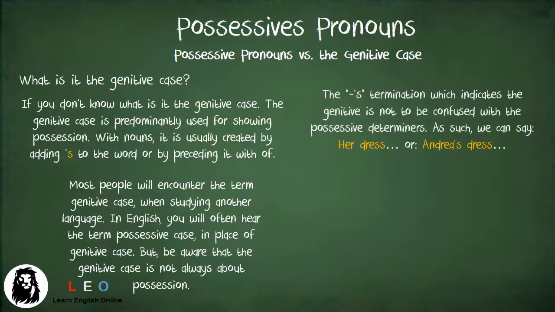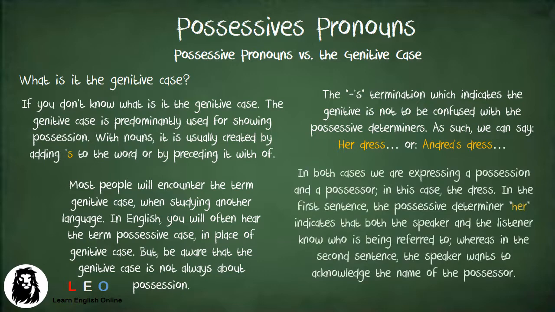The 's termination, which indicates the genitive, is not to be confused with the possessive determiners. As such, we can say "her dress" or "Andrea's dress." In both cases, we are expressing a possession and a possessor. In this case, the dress. In the first sentence, the possessive determiner "her" indicates that both the speaker and the listener know who is being referred to, although in the second sentence, the speaker wants to specify the name of the possessor.